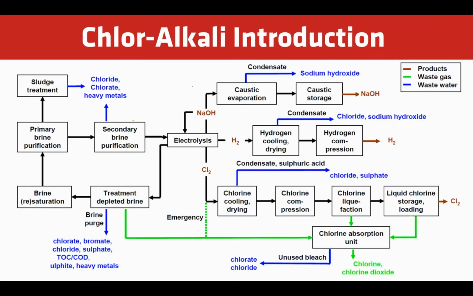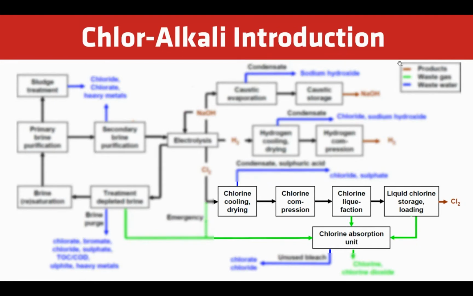After electrolysis, chlorine gas goes through a series of processing stages until the final product is ready. This includes cooling, drying, compression, liquefaction, and storage. These processes create off gas containing 1 to 8% chlorine that is routed to the chlorine absorption unit. The recycled chlorine gas is used for bleach production.